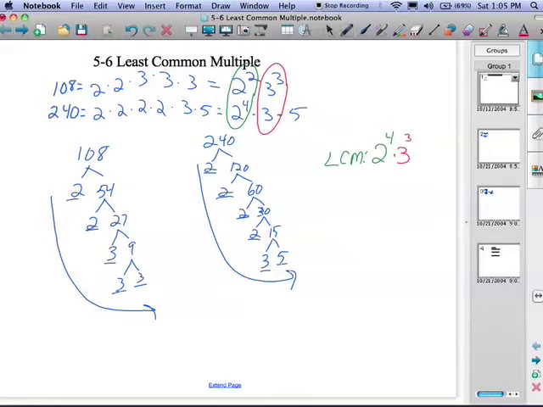And then finally, after we have all the things they have in common, we take everything else they don't have in common. In this case, they just have a 5 extra. So the least common multiple is 2 to the 4th power times 3 to the 3rd power times 5.